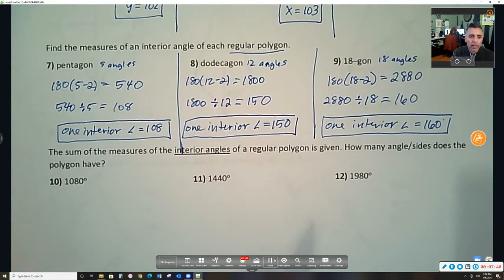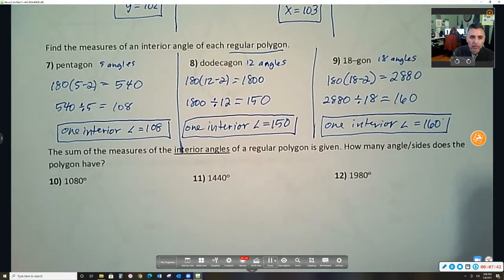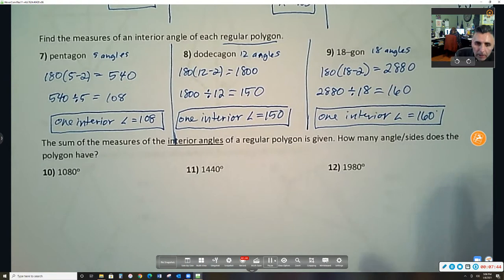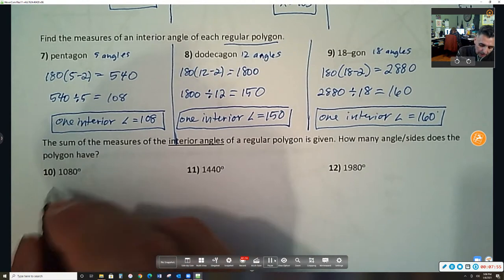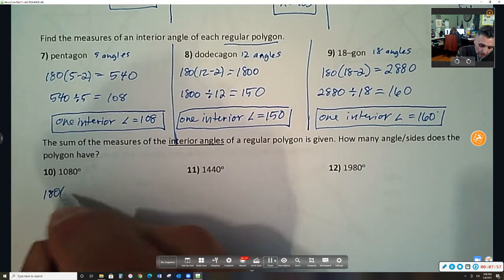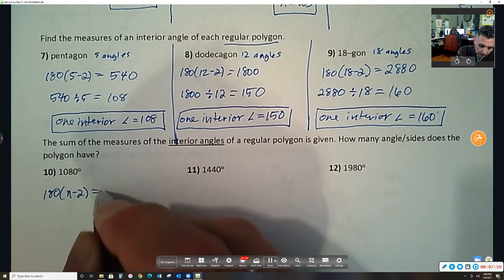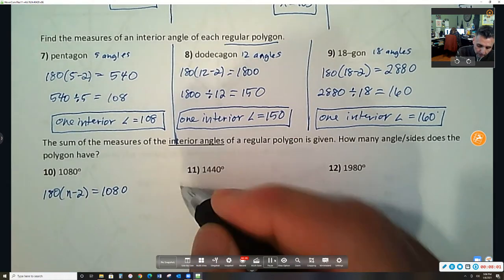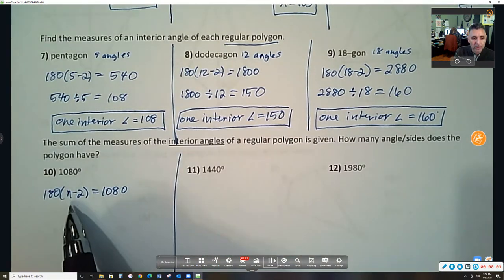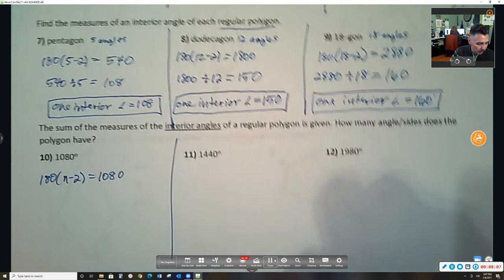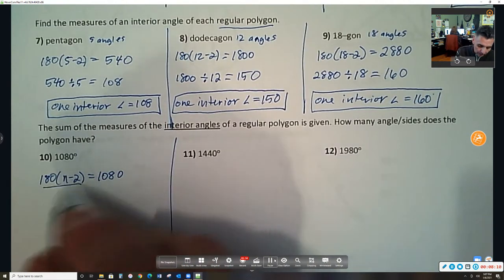And then for the last set, they give us what the sum of the measures of the interior angles equals, and what we have to do is figure out how many angles that was, or how many sides that was. So basically it looks like this. We know what the formula is, and we know what it equals, but what we don't know is what number we plugged into that formula. So what we need to do is solve for n.